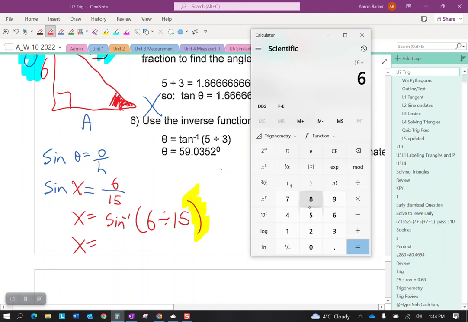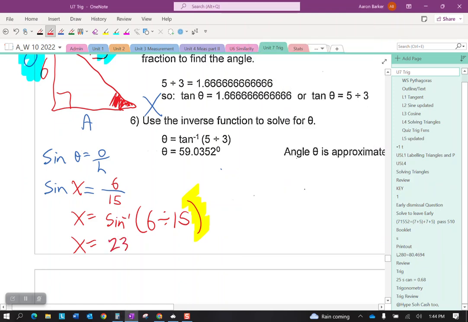Bracket 6 divided by 15 bracket. It's trigonometry, second function, sine -1. 23.5. What would that round to? Yeah, I'd round that up. Good job, Darian. 24 degrees. Well done. Chase?